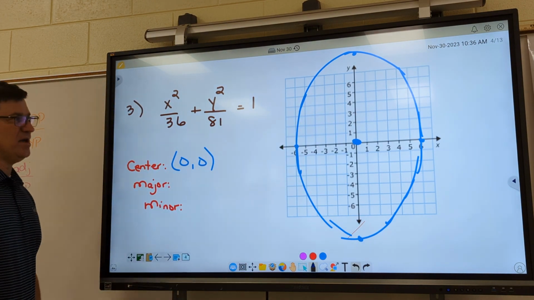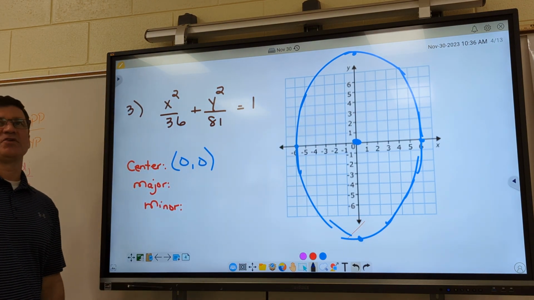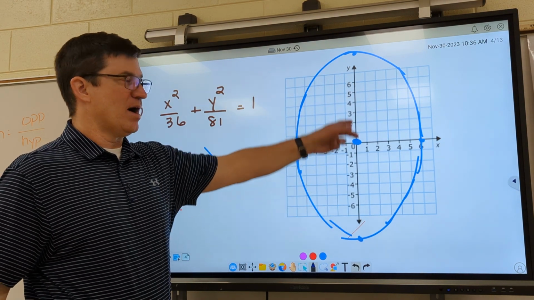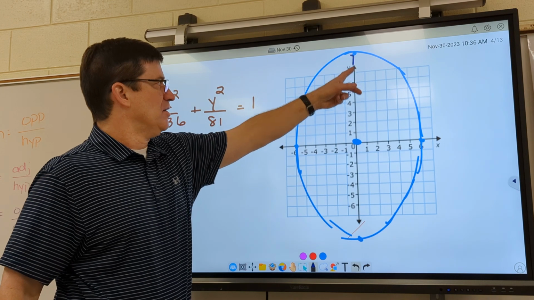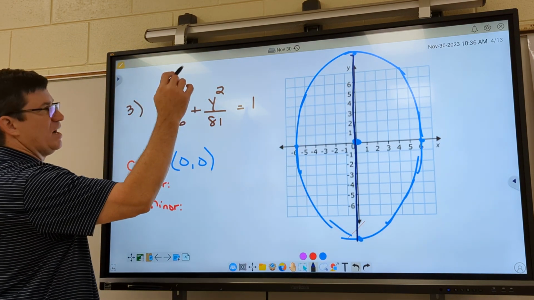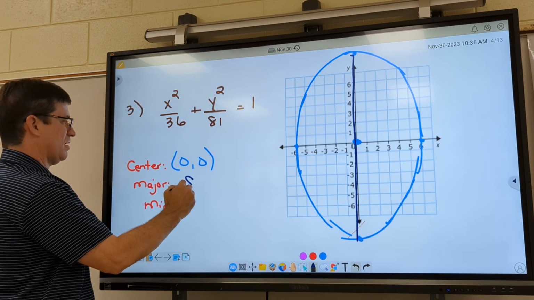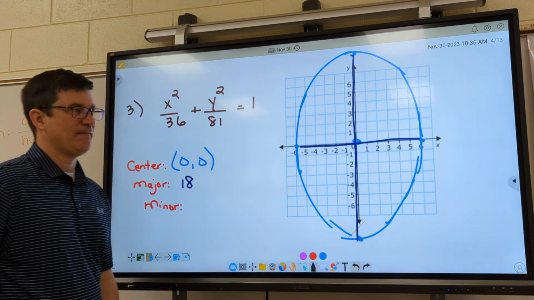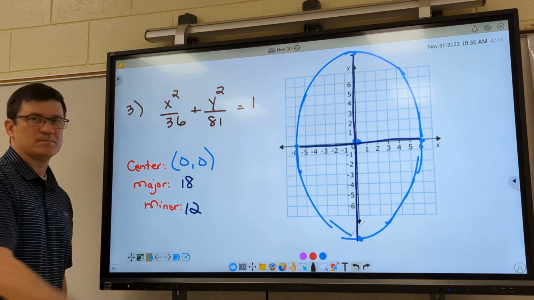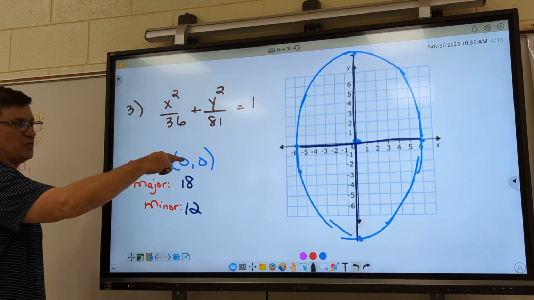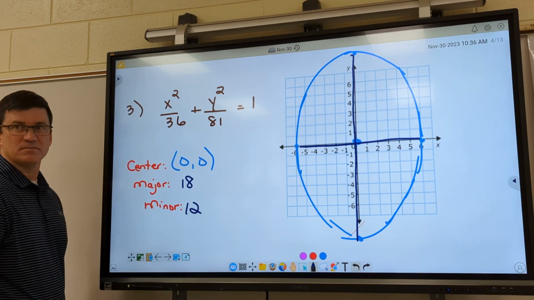Okay, how do we find the major? Major axis is the one that's the longest. That's easy. This side's longer, right? How far is it from here to here? 9 plus 9, 18, I agree. The minor axis is the shorter one. How far is it from there to there? 12, good. That's not hard. Anybody got a question? So find the center first and graph the center first.